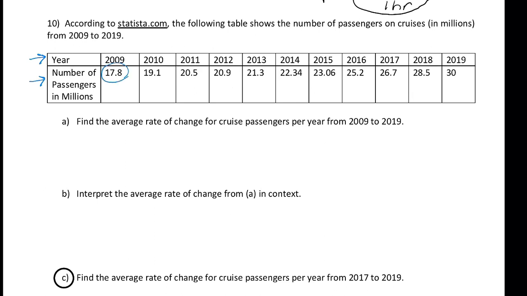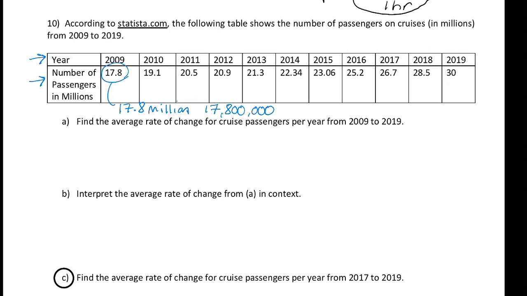So this number, for instance, would be 17.8 million passengers. It's a lot of passengers. That's the same as 17,800,000 passengers. And I'm sure that's rounded. There's no way you'd get exactly 800,000 on the dot. Well, I guess there is, it's possible. But these are just rounded numbers.